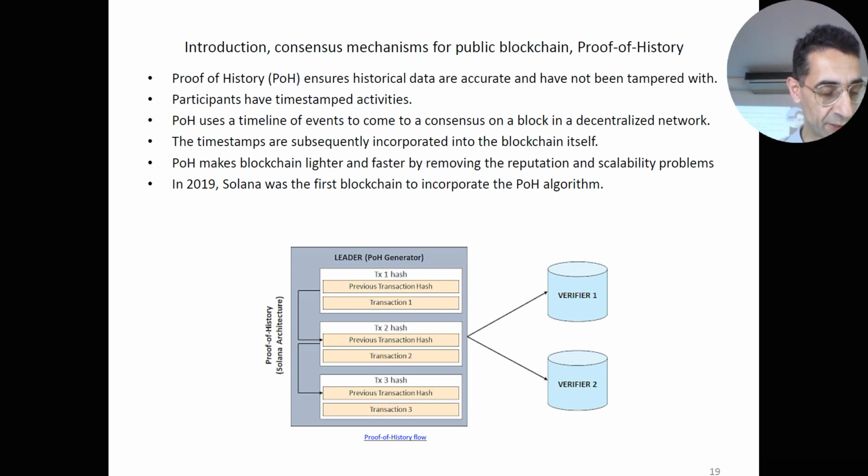The timestamps are subsequently incorporated into the blockchain itself. Proof of history makes blockchain lighter and faster by removing the reputation and scalability problems. In 2019, Solana was the first blockchain to incorporate this type of consensus, according to literature.